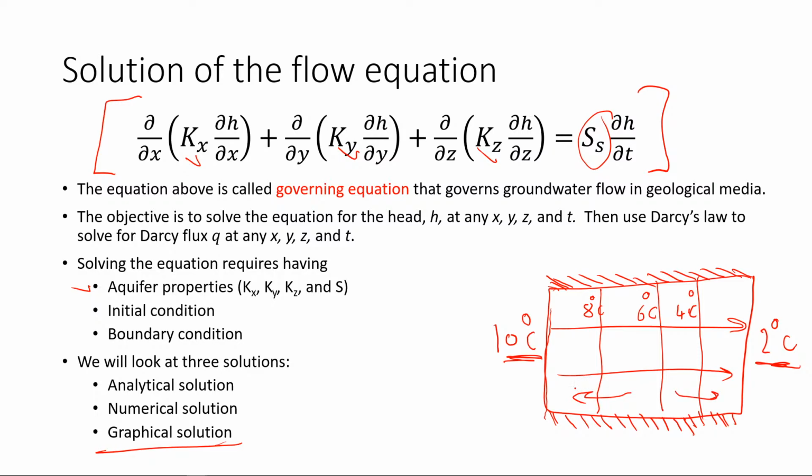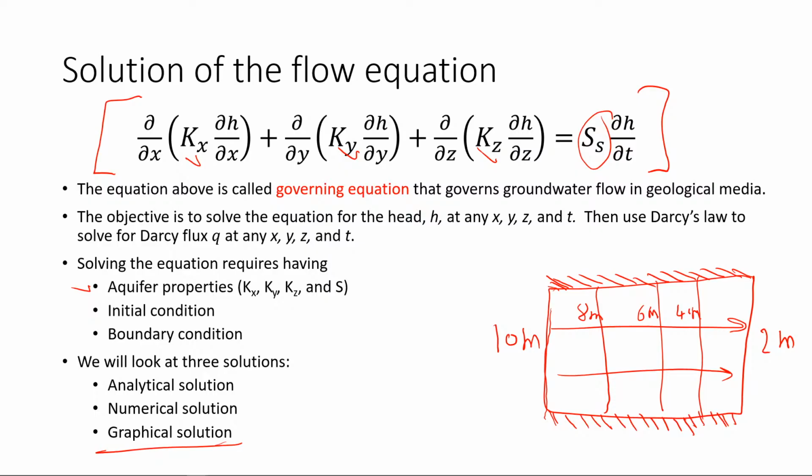That's the same for groundwater flow. Imagine, let's not make this temperature, let's make this head. This is a head of 10 meters here, and this is a head of 2 meters here. And then 8 meters, 6 meters, and 4 meters. That would be your head gradient. So that's a graphical solution.